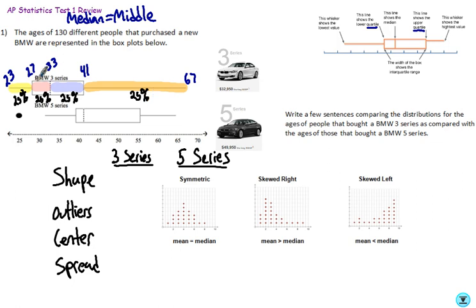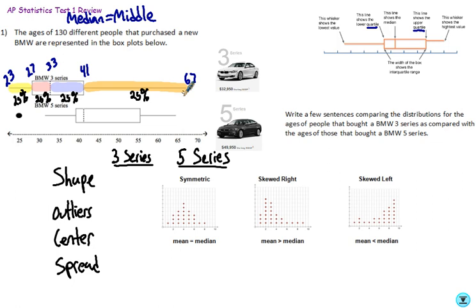So we might have 10 people here in between 27 and 33. We might also have 10 people from 41 to 67. It's just these people are grouped closer together in age, and these people are grouped further apart in age.